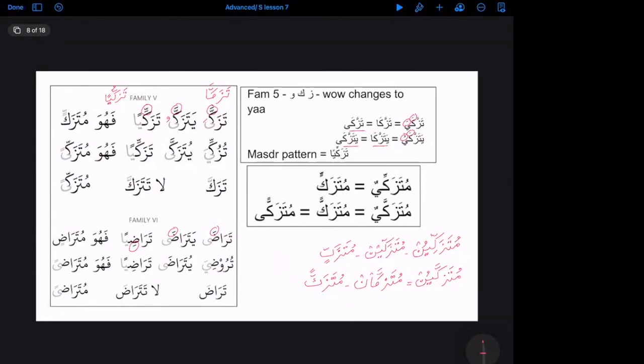Tazakkaya originally. So then the last letter was the weak letter, and before it we see a fatha, so the ya converts into alif. The last letter was a weak letter, but it was mutaharrik as well. So this is the rule: if the weak letter is mutaharrik and the letter before has fatha, then the weak letter is going to change into alif.